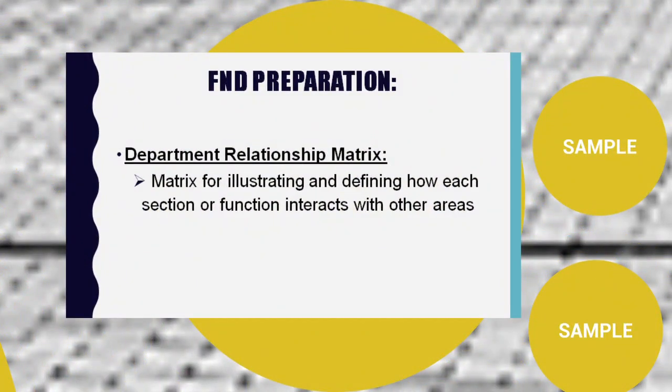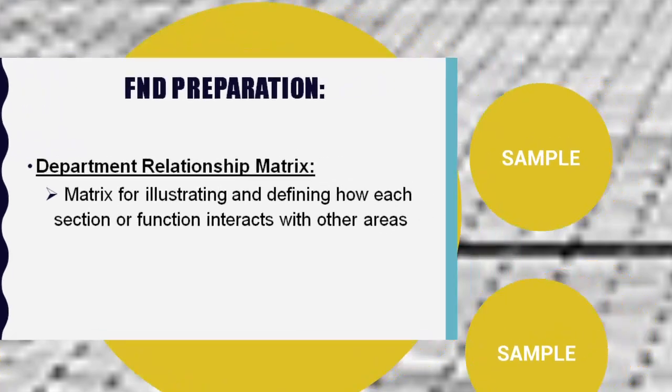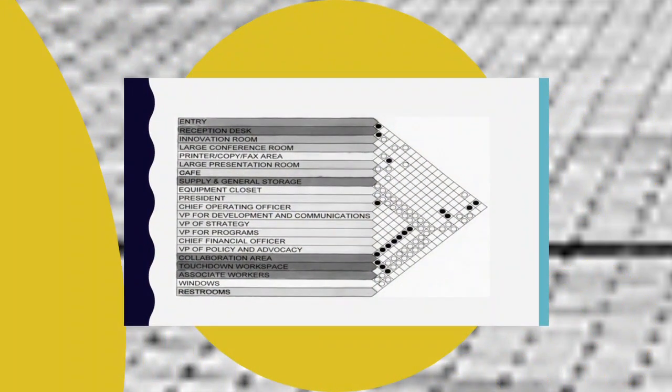Another section in the FND is the relationship matrix, or the department relationship matrix. It is a matrix for illustrating and defining how each section or function interacts with other areas. So this is an example of the relationship matrix. This shows the relationship of each section, where solid circles represent strong or very important relationship, outlined circle is important, and square is ordinary or no relationship at all.